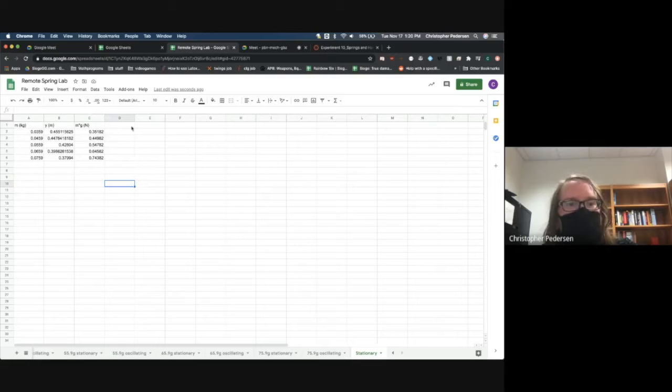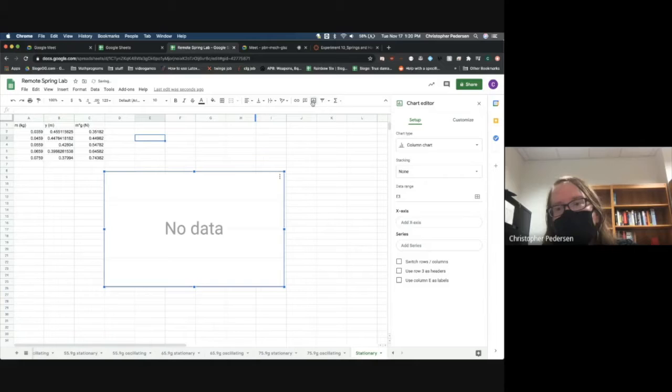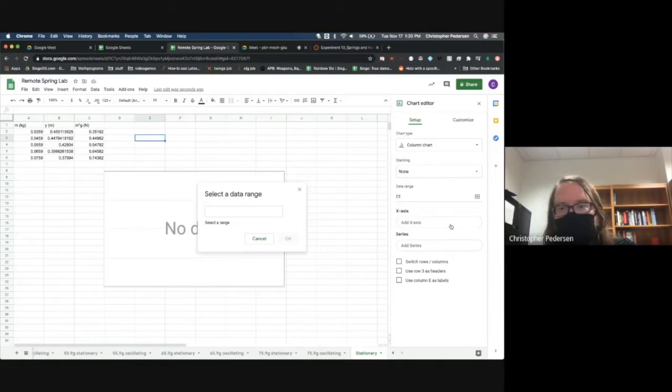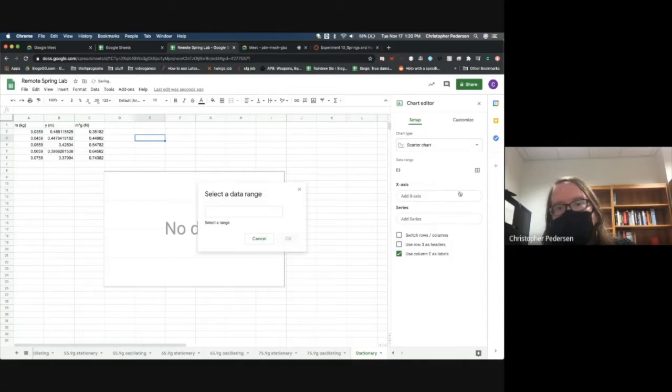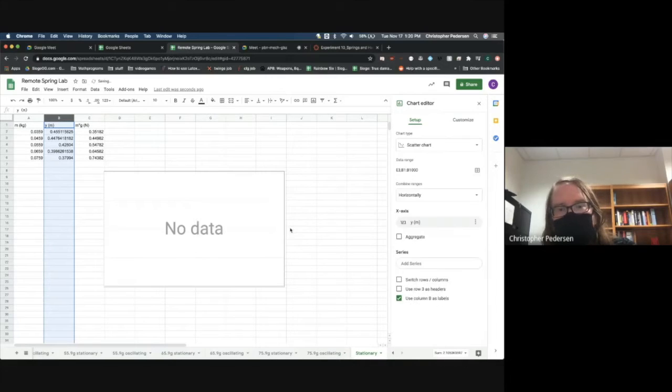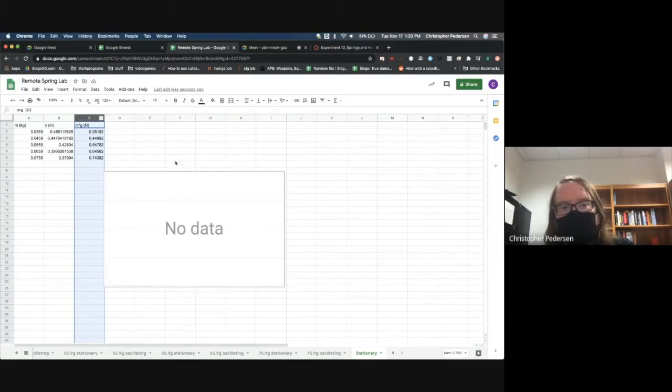And then we want to make a graph. And we want to use the scatter. On the x-axis, we want the position, so we'll use this column. And on the y-axis, we want the force, which is this. Oh, and I messed it up.